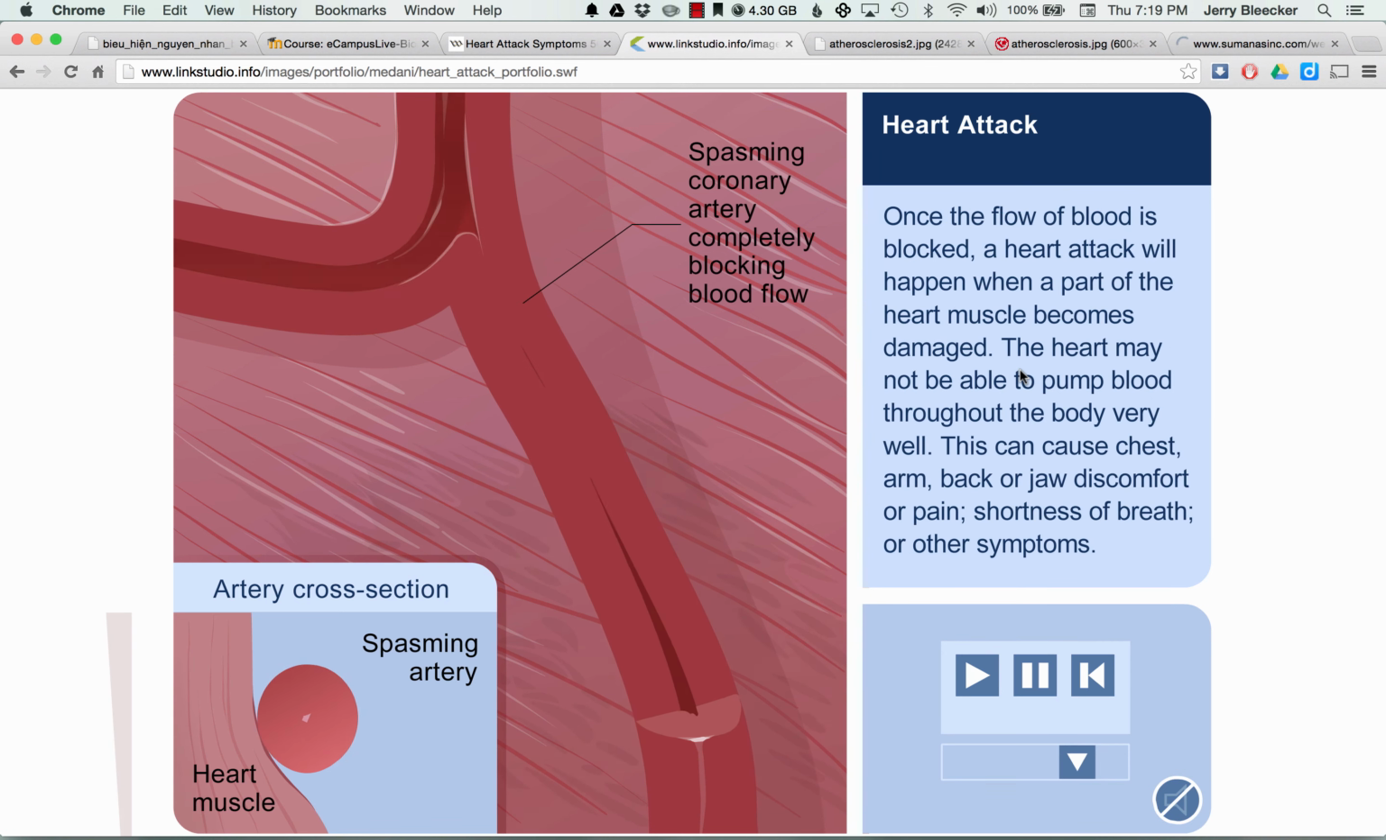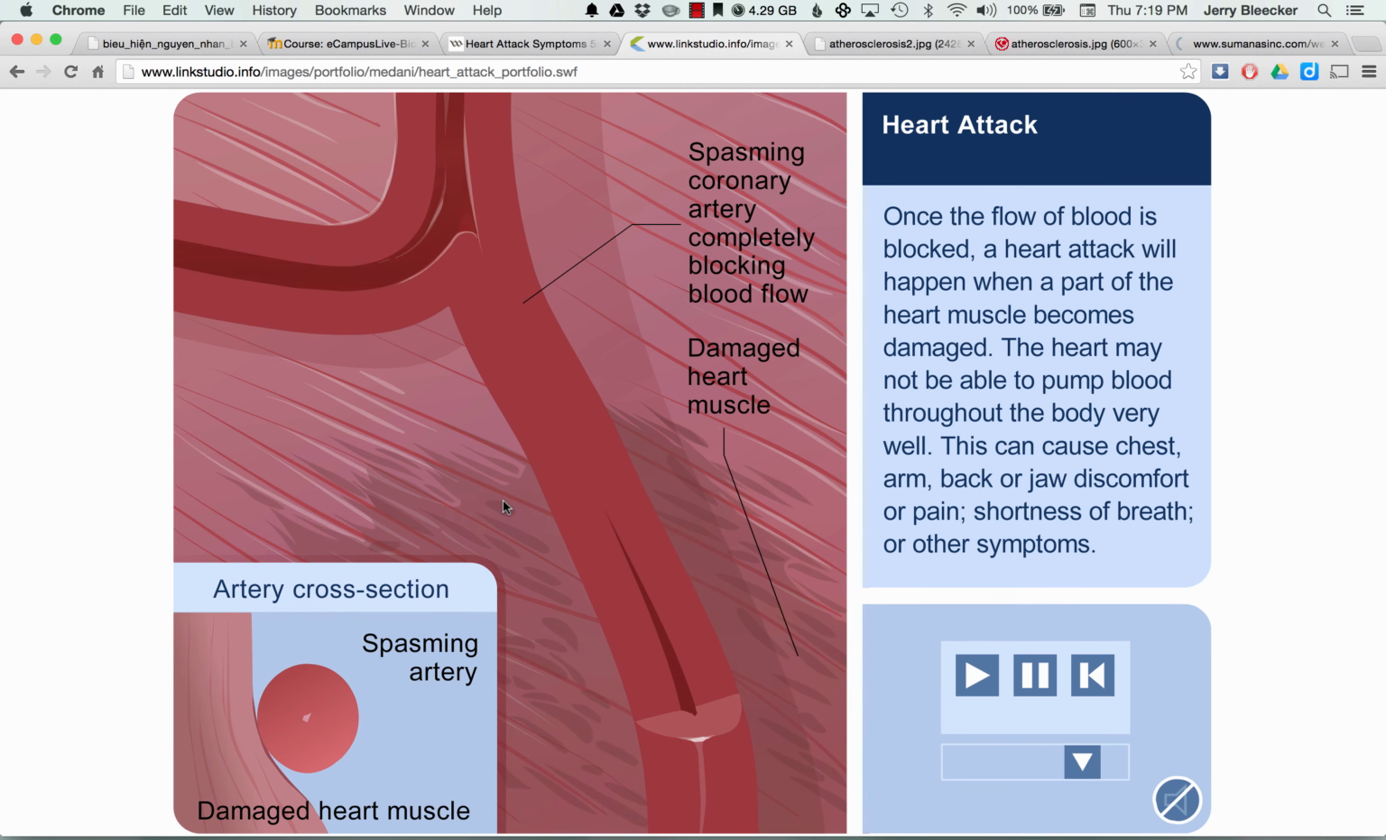And in this case, there's no thrombus, there's no embolism. Blood just simply can't flow. And the result will be the same. If blood can't flow, you'll get damaged heart muscle. And the pain in the jaw and the left arm will all come on just as before.